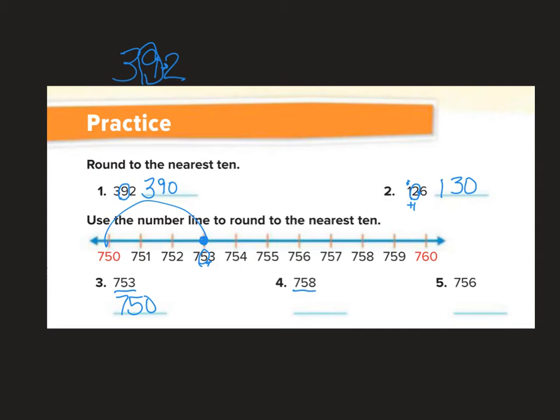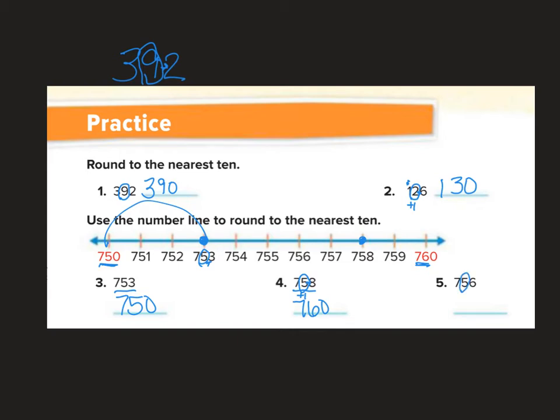What about 758? If I use my strategy of circling the 5 and looking at the 8, it is 5 or more, so I need to add 1 to get 760. Let's see if it fits on our number line too. 758, is it closer to 750 way down here or 760? 760, so check, that works out.